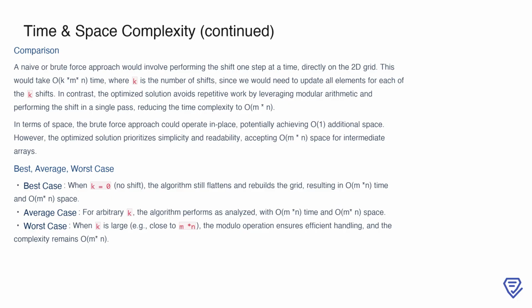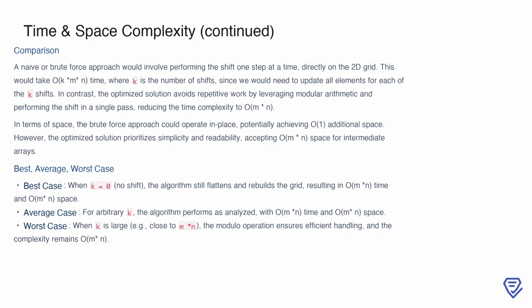On the space side, the brute force approach could potentially operate in place, achieving O(1) additional space. However, the optimized solution favors clarity and simplicity, accepting O(m*n) space for the intermediate arrays. Breaking this down further, we can examine the best, average, and worst cases. If k equals 0, meaning no shift is needed, the algorithm still performs the flattening and rebuilding steps, so the time and space complexities remain O(m*n).